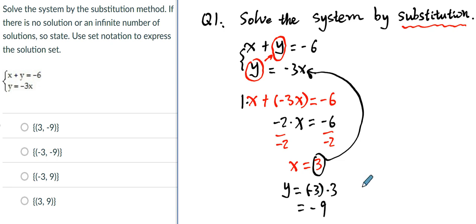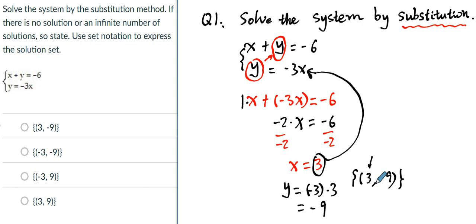And then this will be x, 3. We normally write x as the first coordinate and -9 as the second coordinate. And in the set notation, (x, y) is a pair, is a point. So then in a set. So right here, the first choice will be our correct answer.